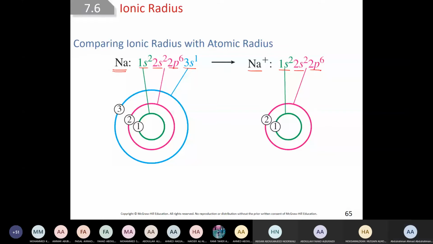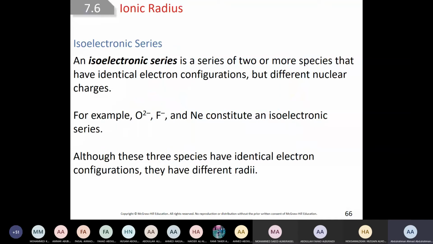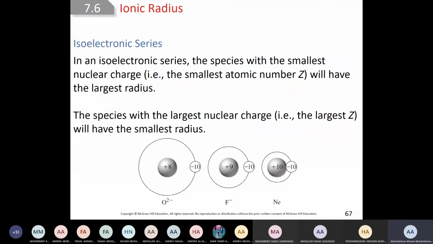Why? Because one shell is gone, right? So yes, it's smaller. Always the ion is smaller than the element. Okay, what will happen if you have, I want you to compare now.